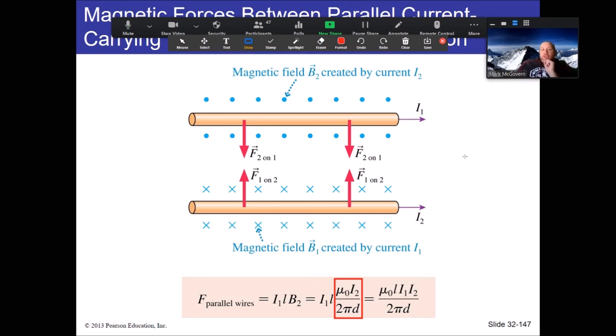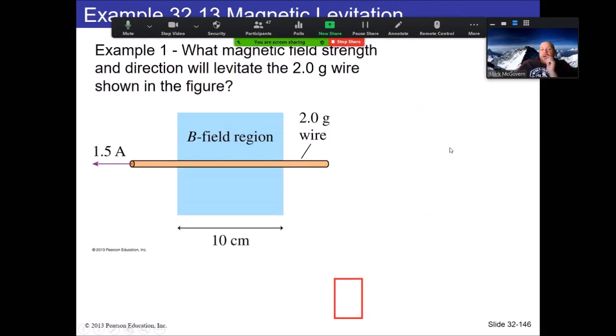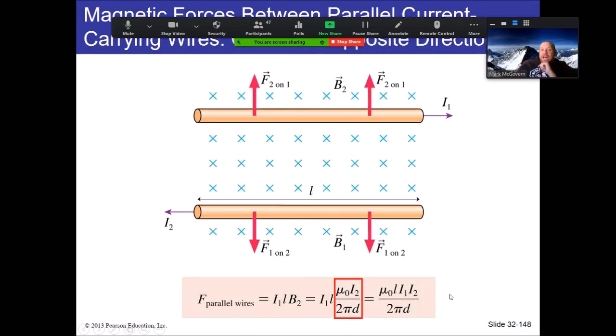Now, let's look at the example of if they go in opposite directions. So wire 1 is going to remain the same, and that means we're going to have an into the page magnetic field in the bottom, but now current 2 goes to the left. And that changes a couple things. The magnetic field on the top now is no longer out of the page, it's now into the page. So we have into the page magnetic fields on the top and the bottom.